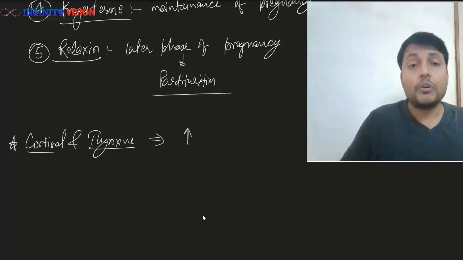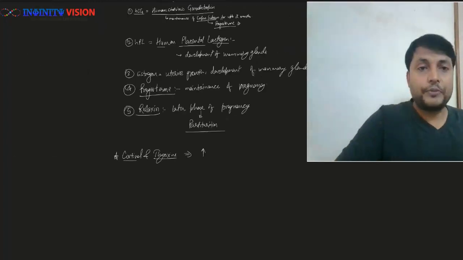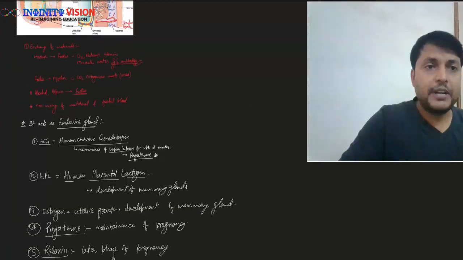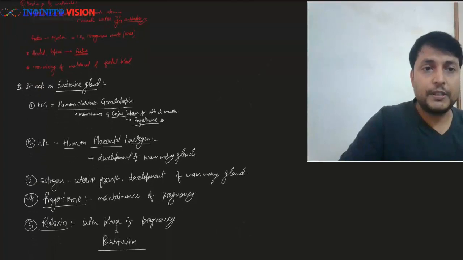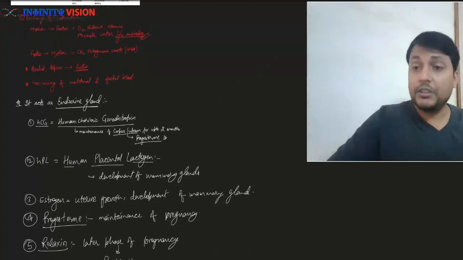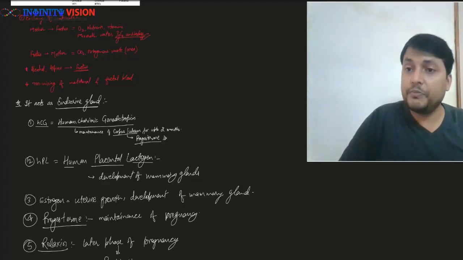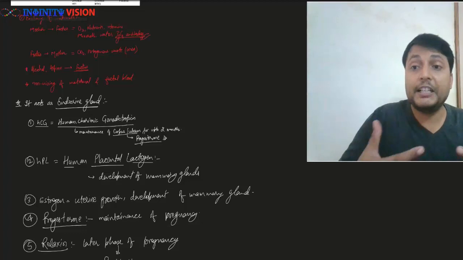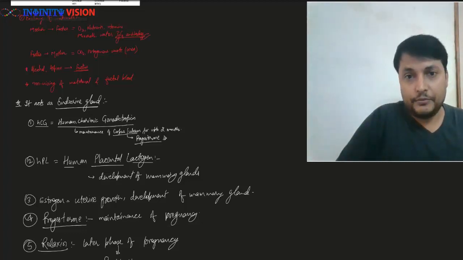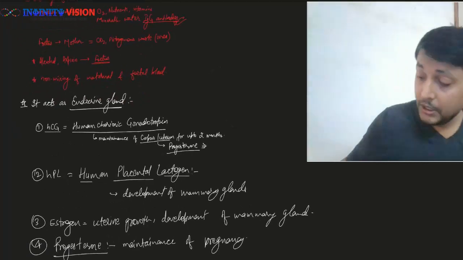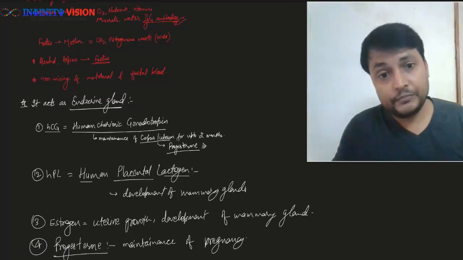Great. So what we have seen so far is the placenta has very, very distinct functions. Apart from controlling the exchange of material, it is also acting as an endocrine gland, and it is secreting a lot of hormones which are required for a healthy pregnancy. Okay, great. So this was the placenta.